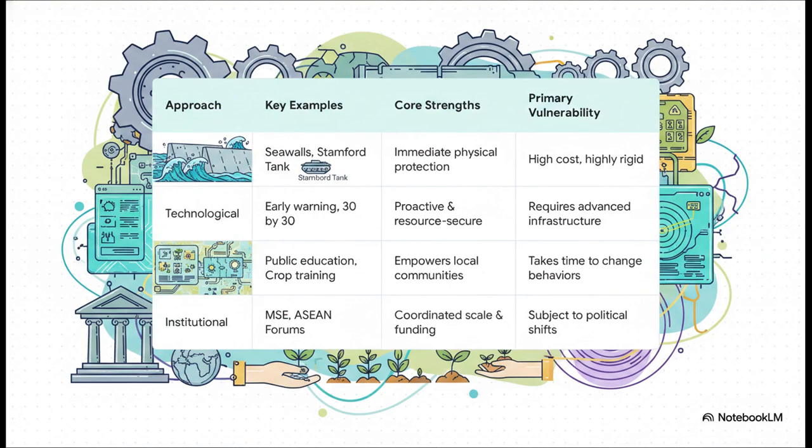Now, this table right here is pure gold for your evaluation because it lays out all the trade-offs. You can see it clearly. Structural gives you that immediate protection, but it's super rigid and expensive. Tech is proactive, but you need the infrastructure to support it. Social strategies are amazing because they empower people, but changing behaviors takes a lot of time. And finally, the institutional stuff provides the scale, but it can be vulnerable to politics.